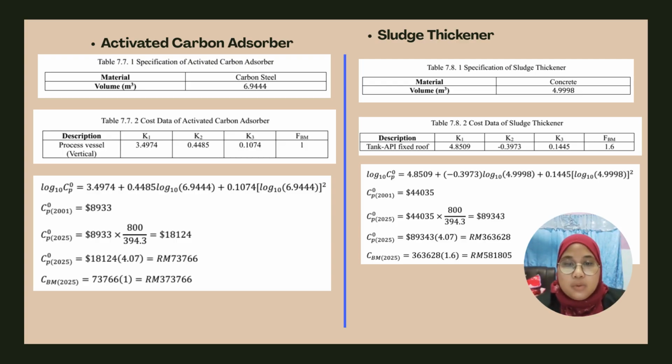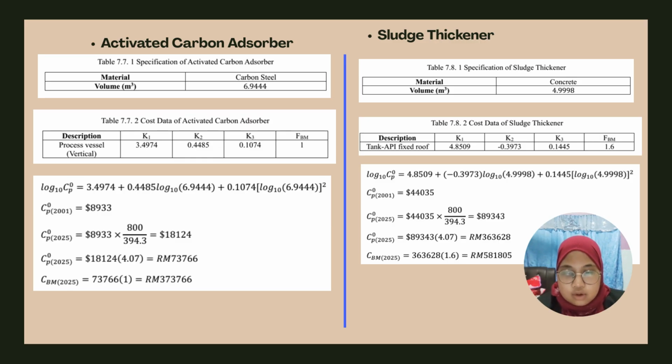For the activated carbon absorber, it is designed using carbon steel because it provides sufficient structural support for the activated carbon bed and pressure loading while maintaining lower fabrication costs compared to stainless steel. The estimated cost of the unit is 373,766 Malaysian ringgit.